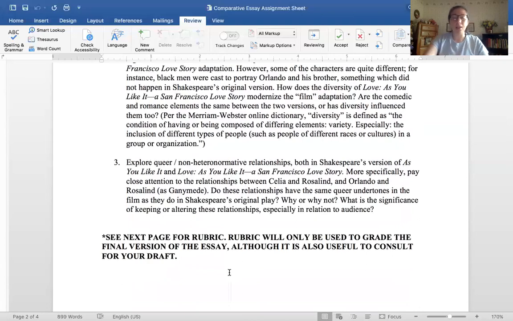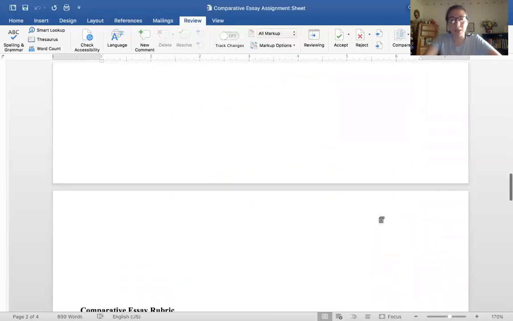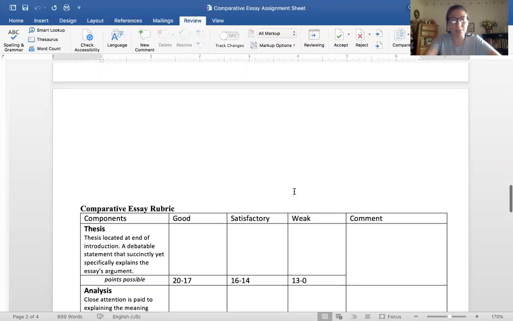And then the last thing is I ask you to explore queer or non-heteronormative relationships in both versions, and to see whether the kind of queerness between characters that we are going to explore continuously throughout As You Like It are also present in the modern version too. And then to consider why or why not, what is the significance of keeping or altering these relationships, especially in relation to audience.